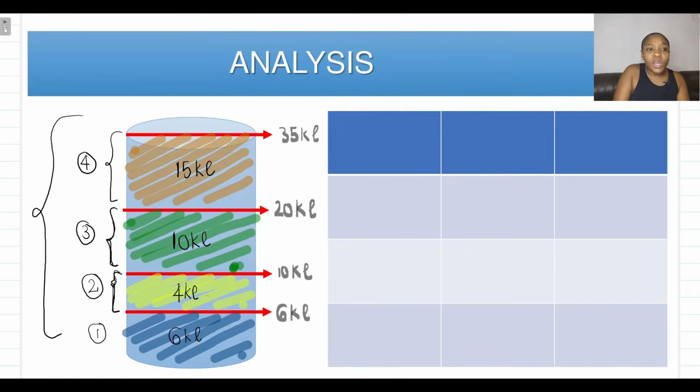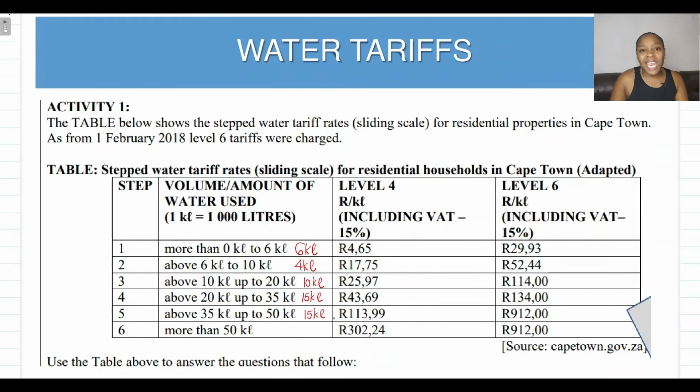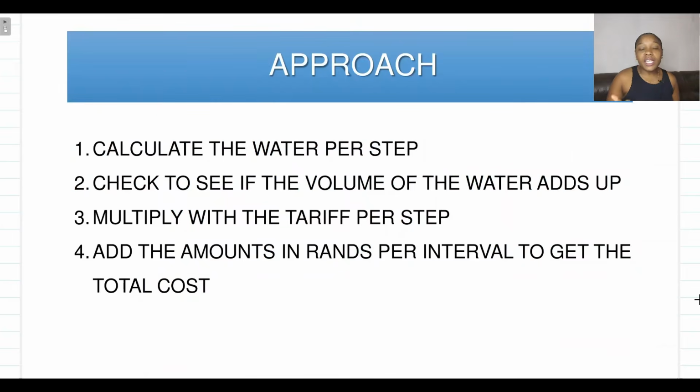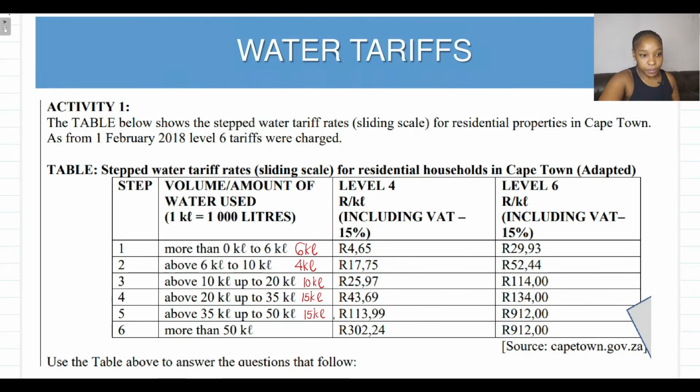So when you're given a question like this on water tariffs, what is the approach that you are supposed to use to help you answer this question? The first thing that you need to do, guys, is calculate the water per step. That is the first thing that I've shown you here, right? You calculate how much water is there per step.